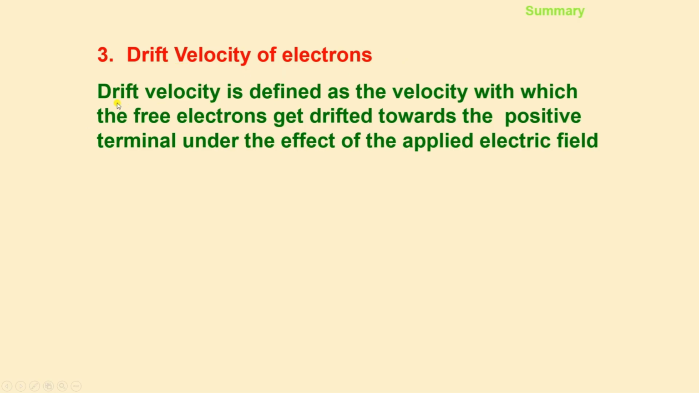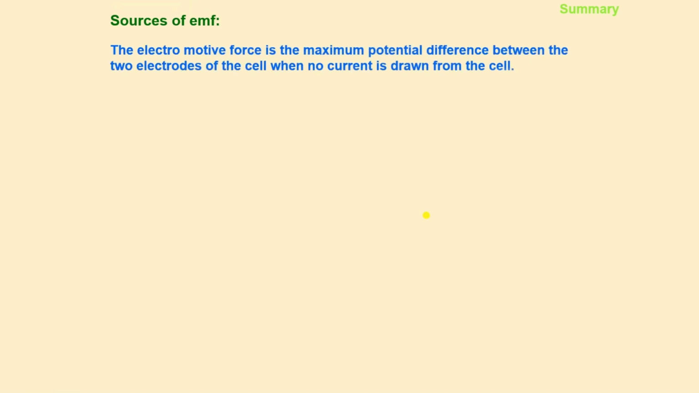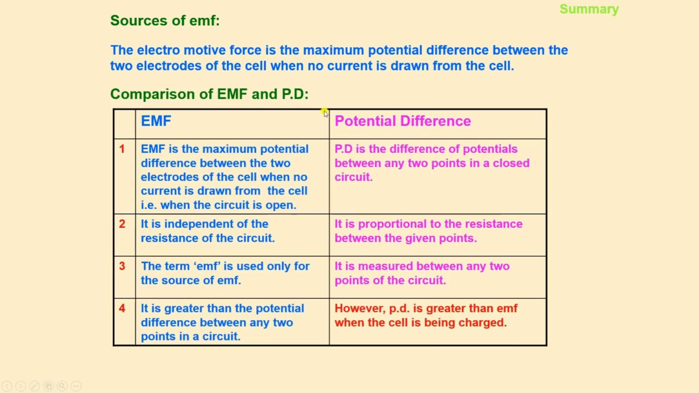Drift velocity we have also discussed. Drift velocity of an electron is defined as the velocity with which the free electron gets drifted toward the positive terminal under the effect of an applied electric field. Then the EMF, electromotive force, is the maximum potential difference between the two electrodes of the cell when no current is drawn from the cell. And then the comparison of EMF and potential difference. EMF means the circuit is open.